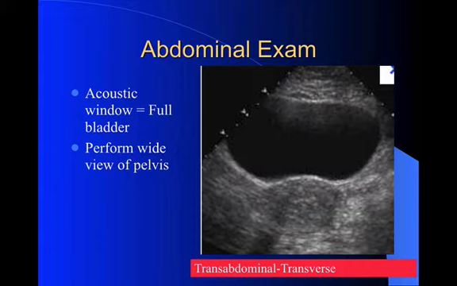For the abdominal exam, we want a full bladder to provide us an acoustic window for our ultrasound. This will give us a wide view of the pelvis, and it is always recommended to start here with the pelvic ultrasound.